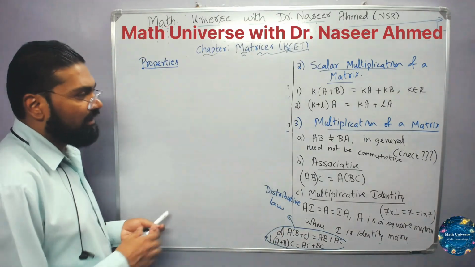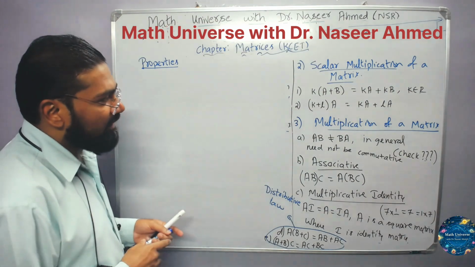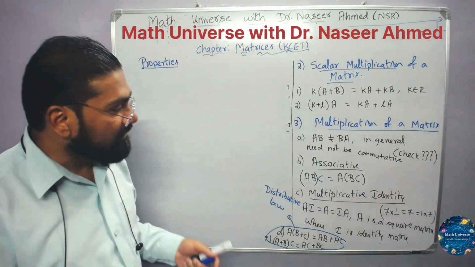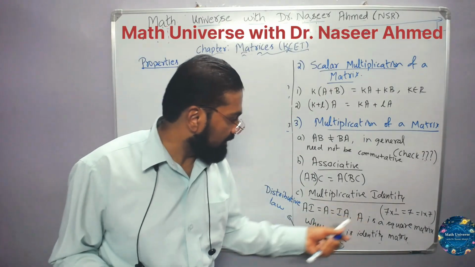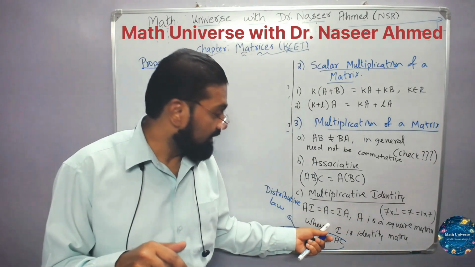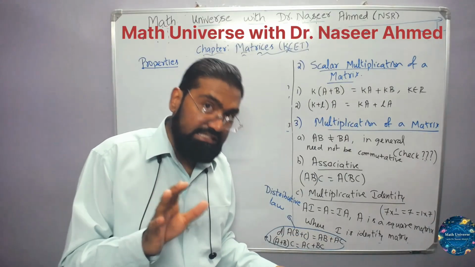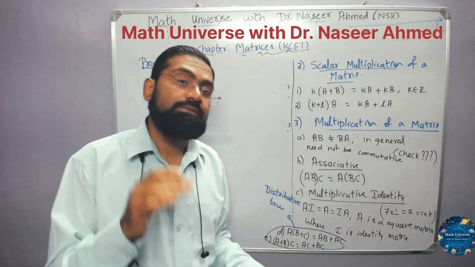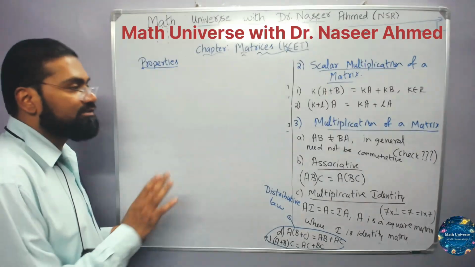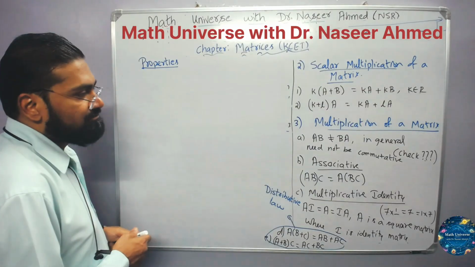Now let us move on and try to understand what will be the basic condition for commutativity. If you see multiplicative identity, A into I and I into A, here it is commutative, right? So under some special conditions or cases, matrix multiplication is commutative, but need not always be commutative. So it's non-commutative in general.